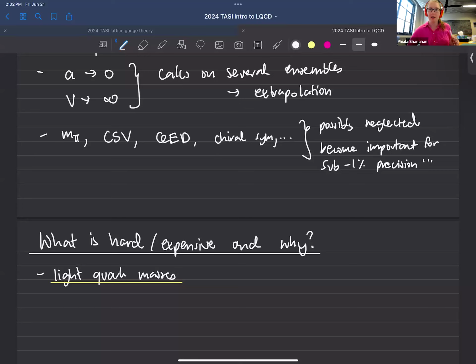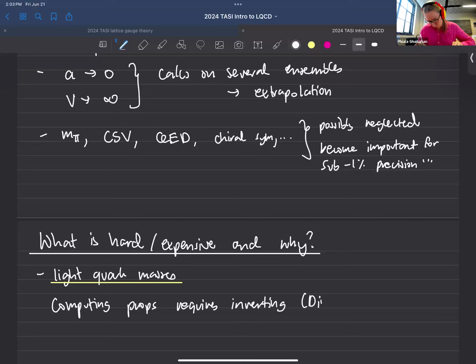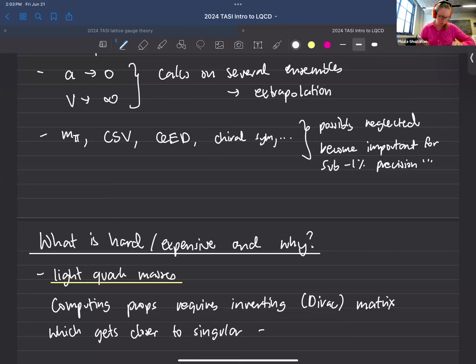And this is because of the computing propagators stage, mostly. Computing the propagators is more expensive as the masses get lighter because you're inverting a matrix, the Dirac matrix, that gets closer to being singular as you make that mass lighter. And so you need to maybe be a bit more sophisticated with the algorithms you use. Instead of something like conjugate gradient to do the inversions, you have to do something like adaptive multigrid. Essentially, it's just a numerically harder problem to invert a closer to singular matrix.